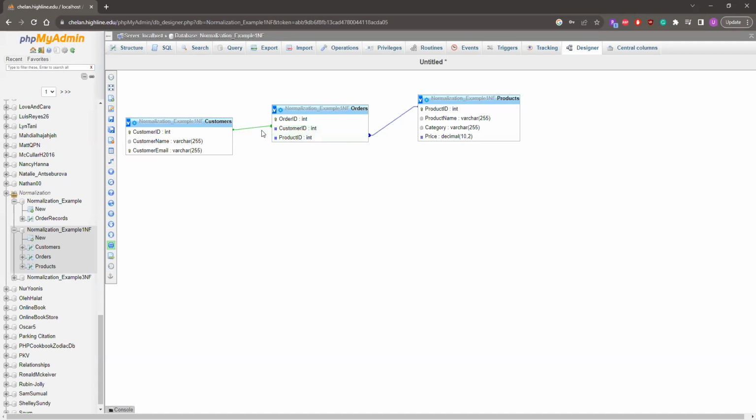And now the relationship. The relationship between customers and orders is one to many. So customers can have many orders, but an order could only have one customer. That's how you would read it. You see this end right here is a little bigger, and there's none here.